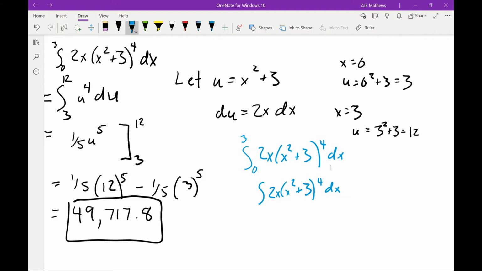Let's treat it like an indefinite integral. We're going to do the same thing. We're going to say that u is equal to x squared plus 3, and so this is going to give us u to the fourth, and then 2x dx is du. We get to the same place, it's just I don't have those upper and lower bounds anymore. And then I'm going to get to the same antiderivative.